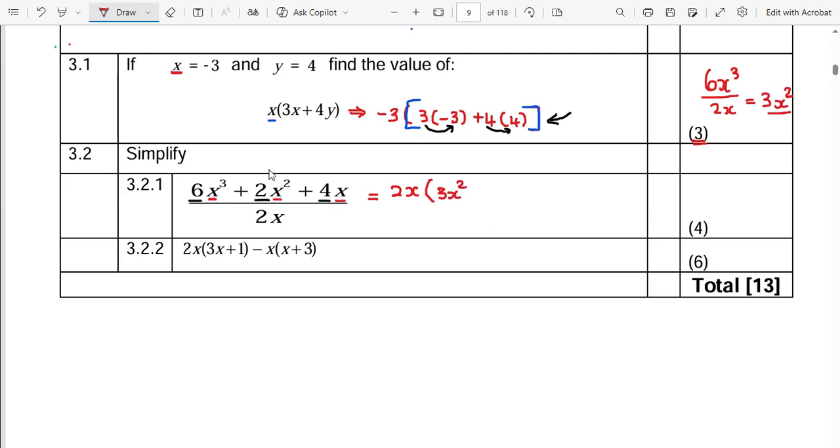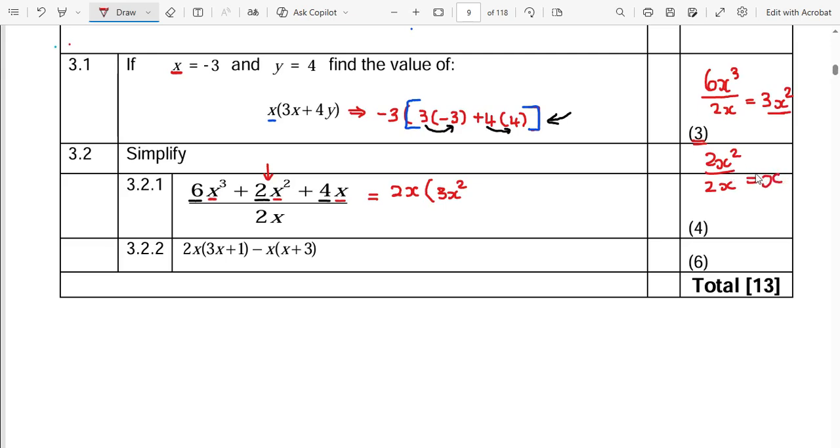Then for the 2x squared, you take that 2x squared and divide it by 2x. The 2 cancels, and you are left with, remember, x squared over x. We are dividing the same base. What should we do to the exponent? We subtract the exponents. So this will be 2 minus 1, which is just 1, and this is just equal to x.